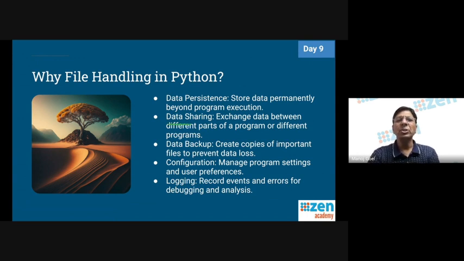Then it can also be used for data sharing. So let's say you did some computations and got some results, and you generate them in a file. Then this file can be shared between different parts of the program, or even completely different programs. Within the same program, in one part you have generated some output, and in another part you want to use it as an input. Or maybe there are two different programs, program 1 and program 2. Program 1 generates some output, and program 2 uses that output as an input for doing some other processing, right?